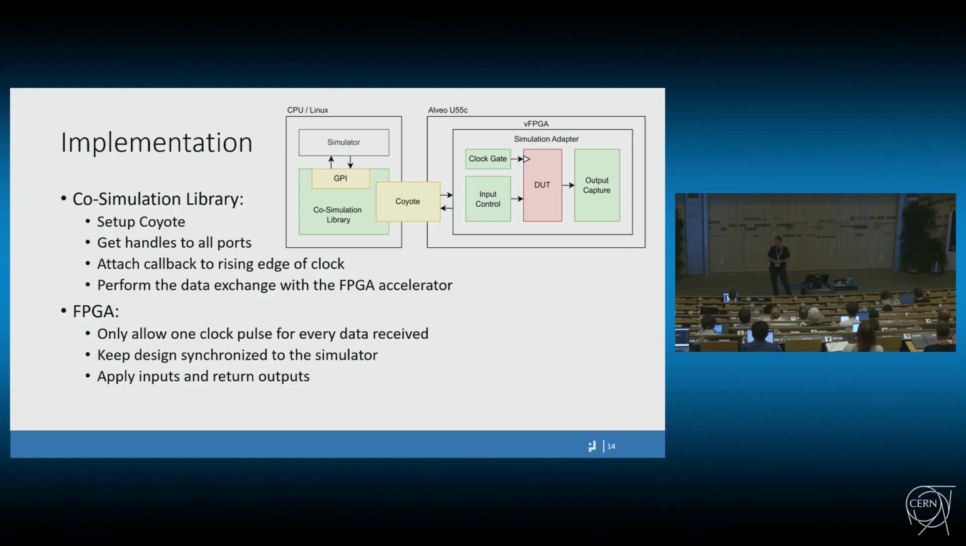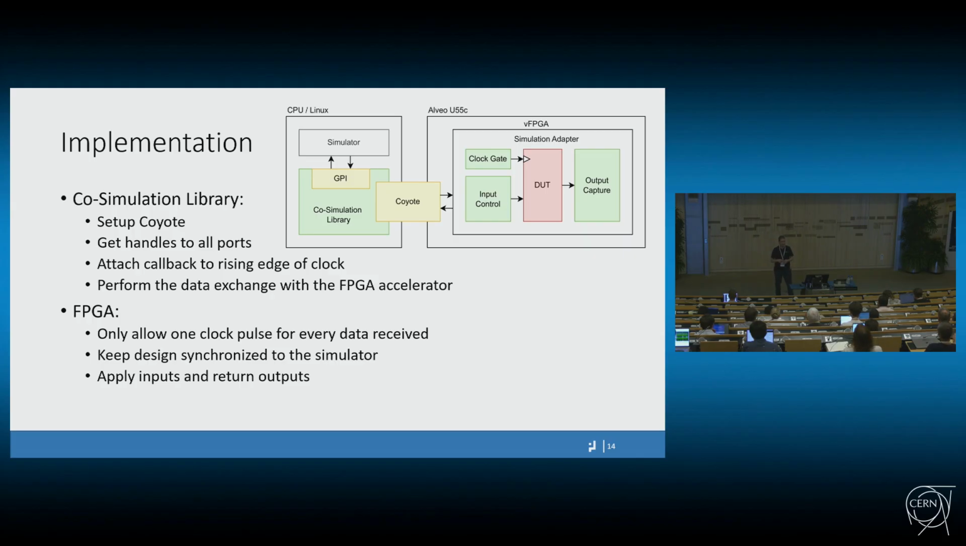The actual implementation, so what the co-simulation library does is it is loaded again dynamically into the simulator. It sets up Coyote. It gets handles to all the port signals of the offloaded design, and it attaches a rising edge callback to the clock signal. And then this callback performs the data exchange with the FPGA accelerator.